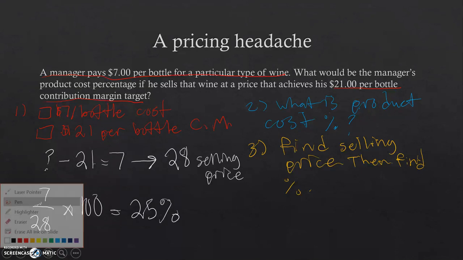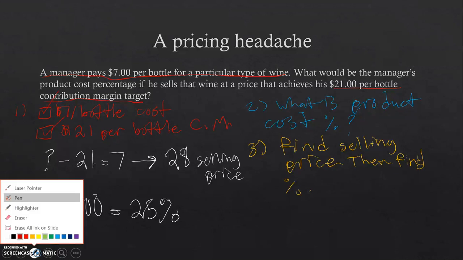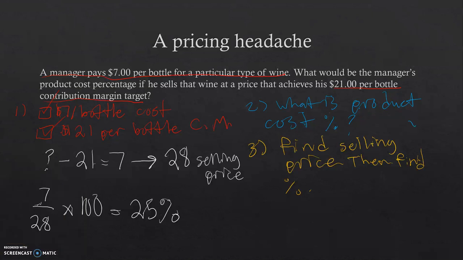Okay, and then we go back and we see, did we answer our questions? Yes, we used the $7 bottle cost. Yes, we used the 21 per bottle contribution margin. We used all that information. And if we look back at our question, did we address our question? Yes, we found the product cost percentage.